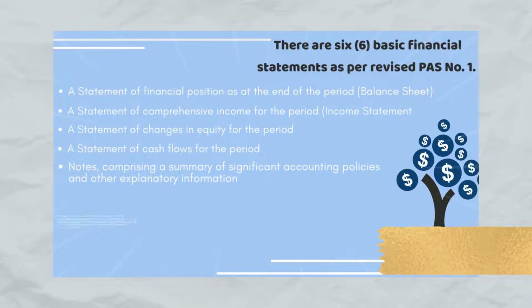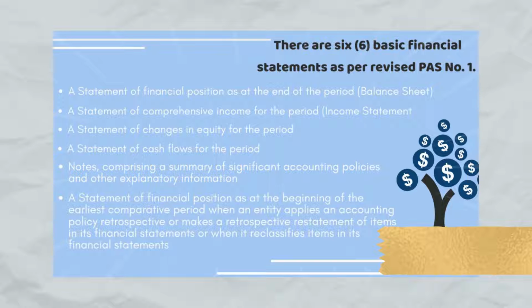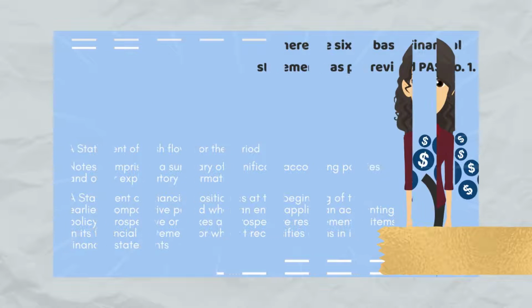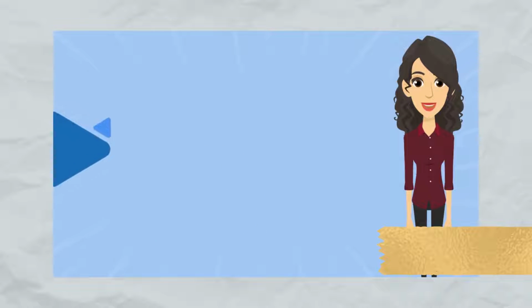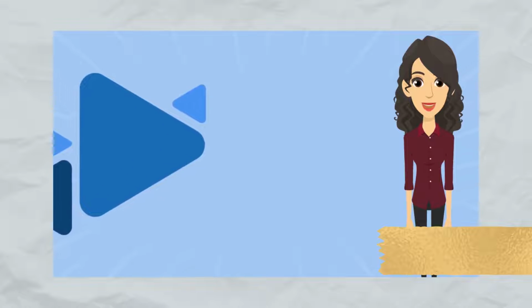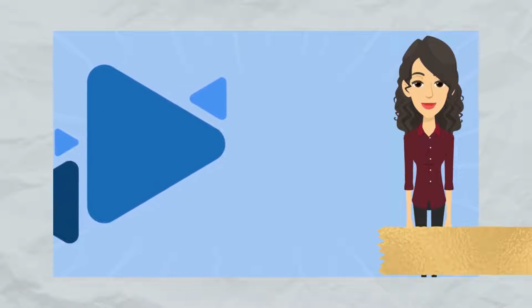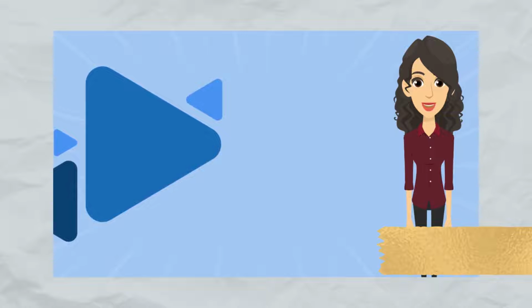And lastly, a statement of financial position at the beginning of the earliest comparative period when an entity applies an accounting policy retrospectively or makes a retrospective restatement of items in its financial statements, or when it reclassifies items in its financial statements. Moving forward, I will present to you 3 out of the 6 basic financial statements, namely the statement of financial position, the statement of comprehensive income, and the statement of changes in owner's equity.